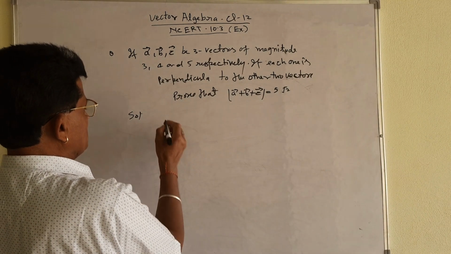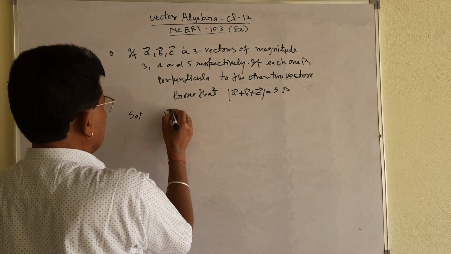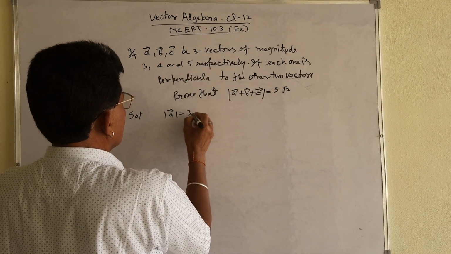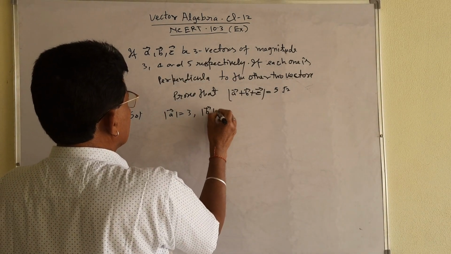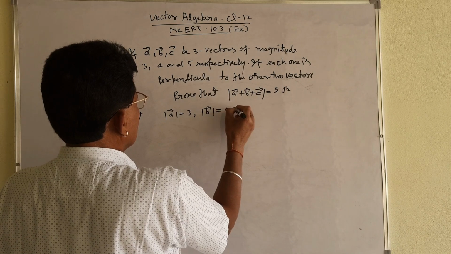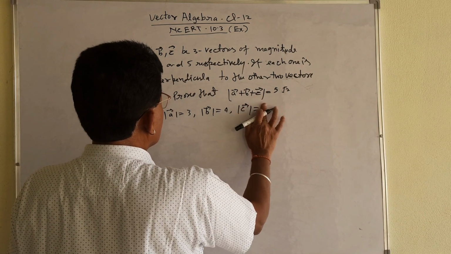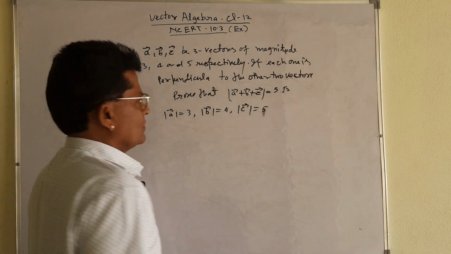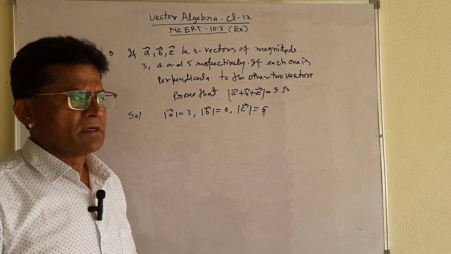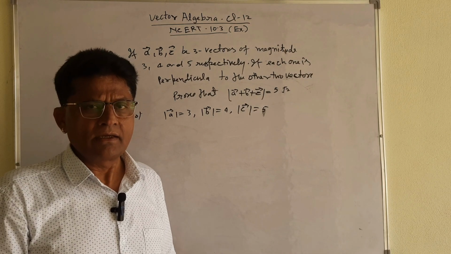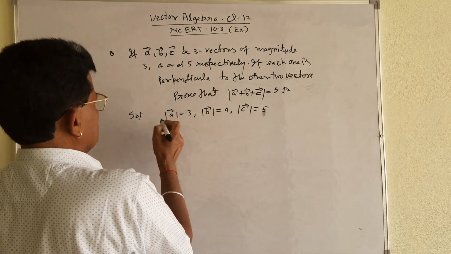First of all, you see the given things. Magnitude of A is 3. Magnitude of B, that is how much? 4. And magnitude of C is 5. Magnitude of C is 5. My dear student, you must concentrate. Okay? I am taking the very important case.